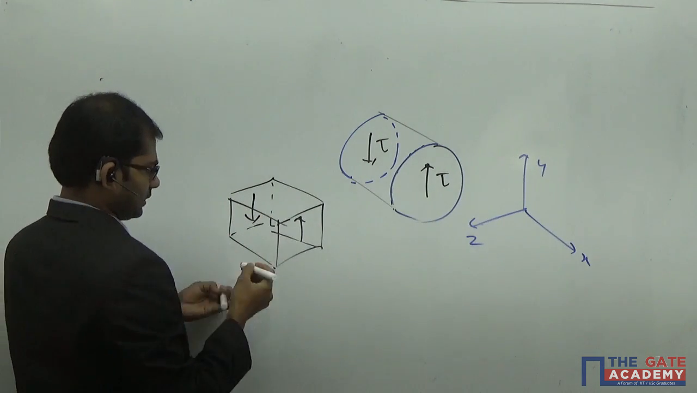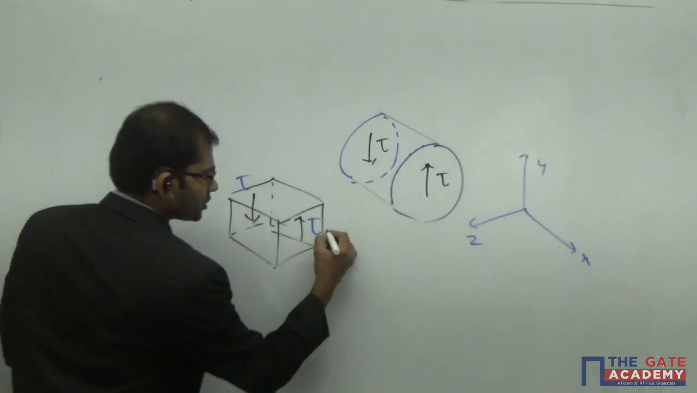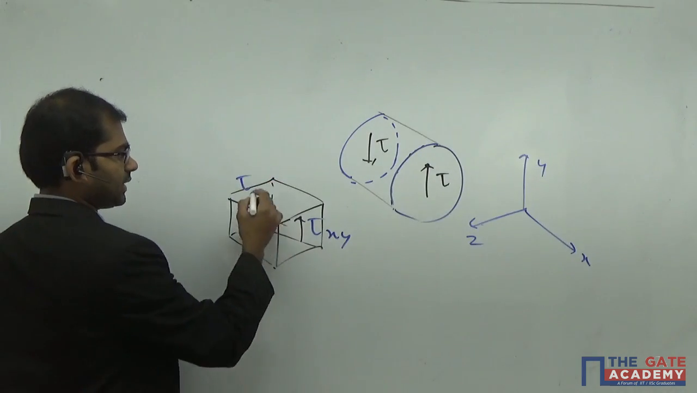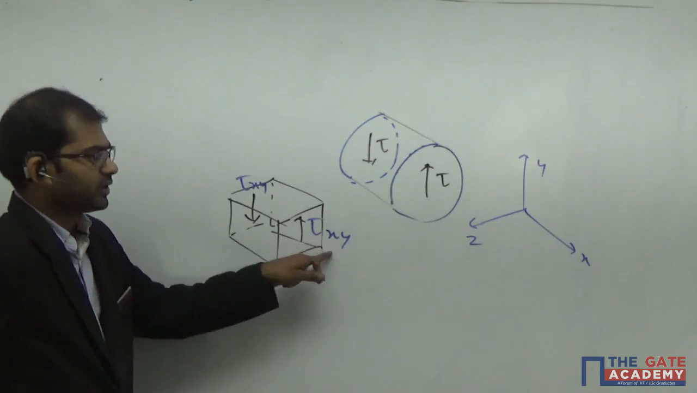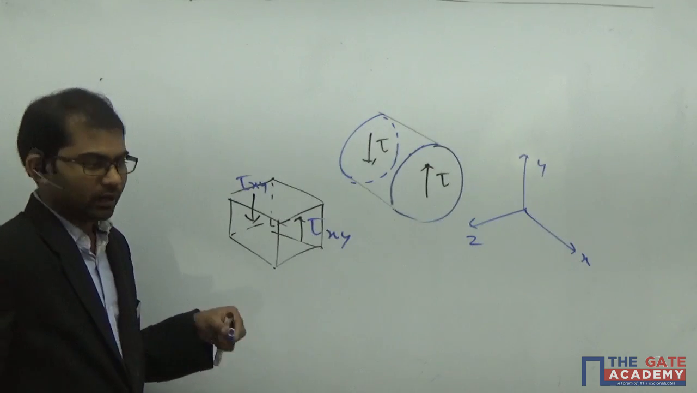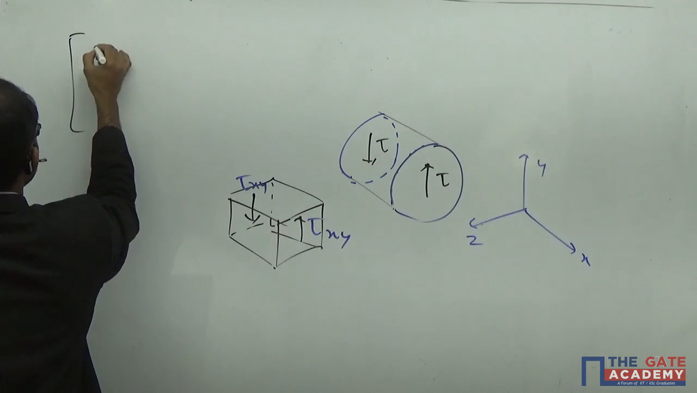So this is shear stress tau, this is also shear stress tau. Understand? So this is on the positive x plane along the y direction. This is on the negative x plane and negative y direction. So tau x, y here. Understand? Anyhow, tau xy is there, although we are not showing it here, tau yx is also there here.